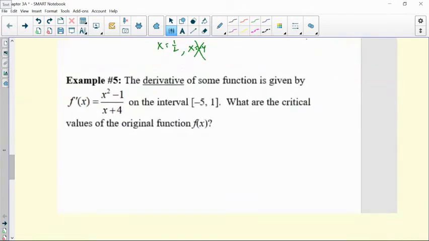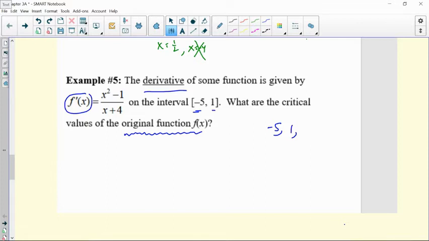Okay, another example, again, emphasizing it's the derivative. So here's our derivative, and it's on this closed interval. So automatically, when it says critical values, I know it's -5 and 1. And what I really like is it says the original function f of x. So they're giving us the derivative to analyze something about the original function. And you're going to find that that's very true throughout the rest of this year. They want you to analyze a function, but you can't see the function, but you can know something about the function, like the derivative.